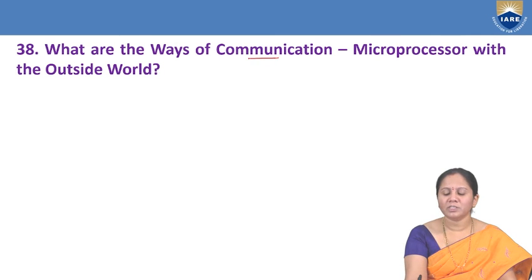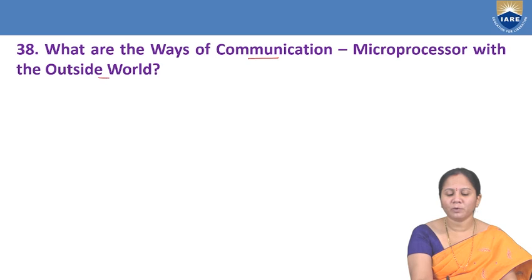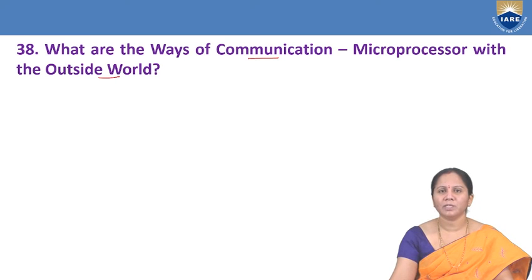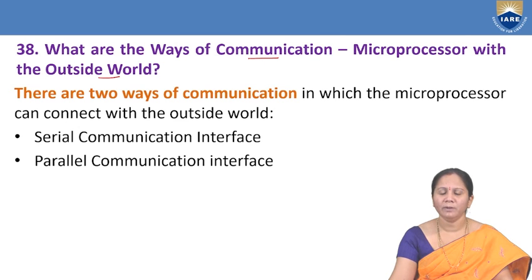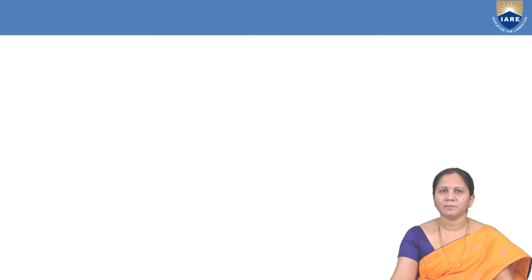Next, what are the ways of communication? In how many ways can the microprocessor communicate with the outside world? There are two ways of communicating the microprocessor with the outside world. One is serial communication interface and another one is parallel communication interface.